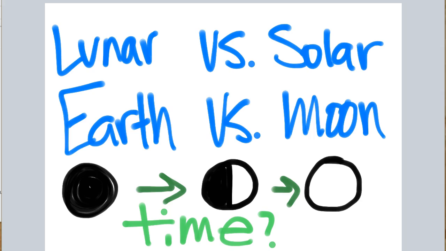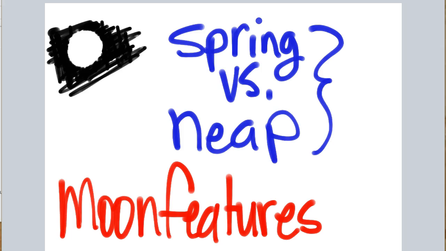You need to know how lunar and solar eclipses are different. You need to be able to compare the Earth and the Moon versus, size, mass, that sort of thing. You need to know the phases of the Moon and how long it takes for that cycle to complete. You need to know why the Moon shines, because it does not emit light. How does it shine? What's going on? You need to compare spring and neap tides.